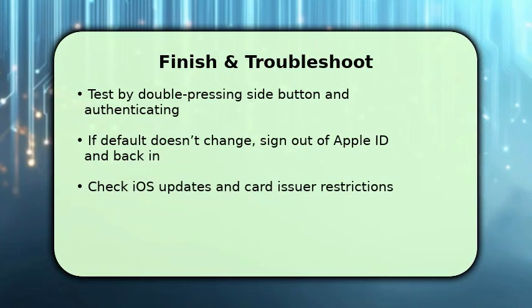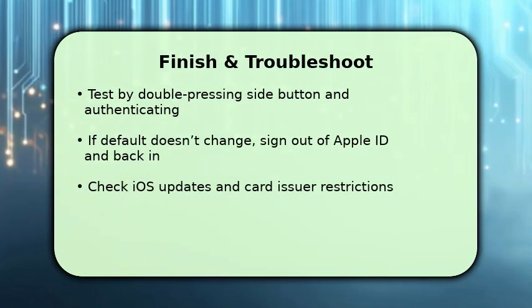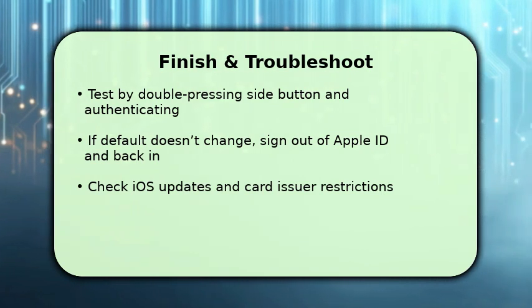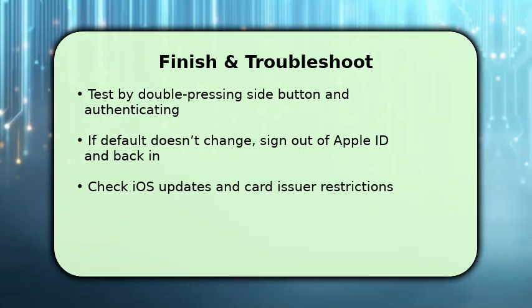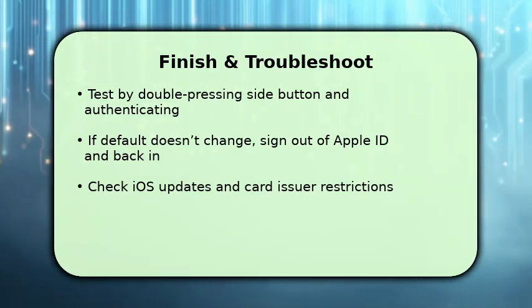Finish by testing. Double-press the side button or home on older iPhones, authenticate, and the selected card should appear first. If it doesn't, make sure Wallet shows the new default, then restart your phone.